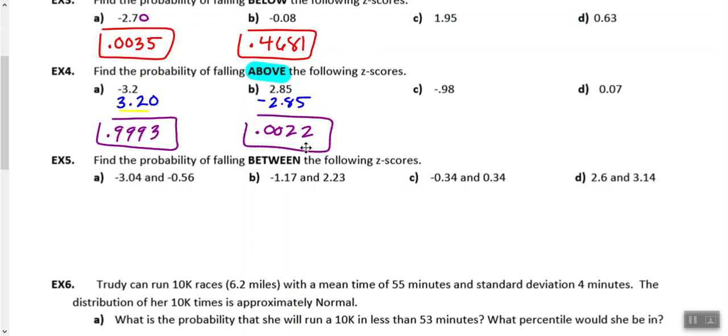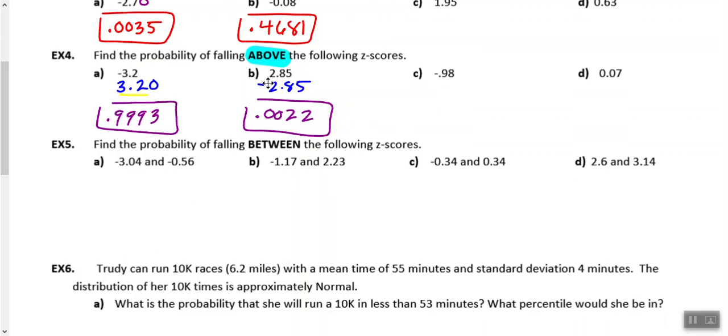Again, I'm going to leave C and D for you to complete on your own. Above is the only time you have to change the z-score, and that's really important. So make sure you don't forget that.